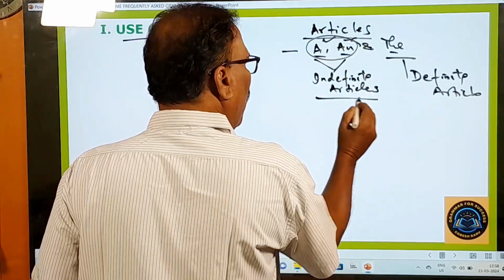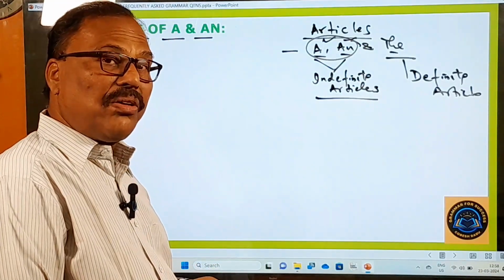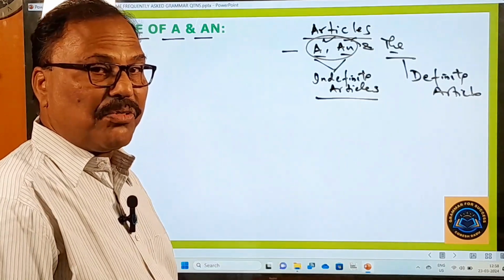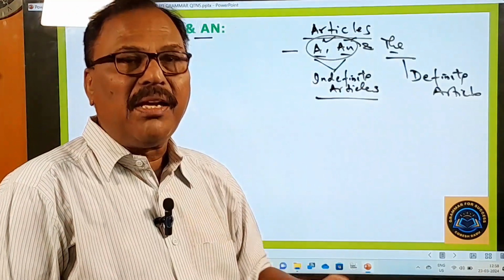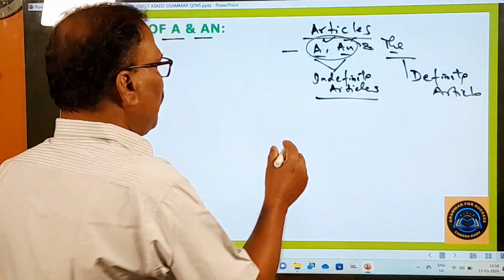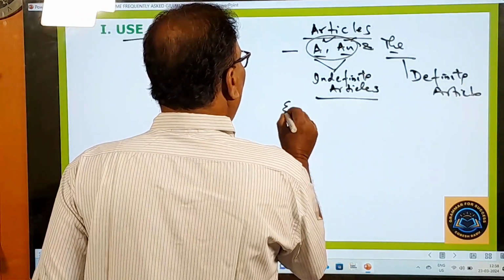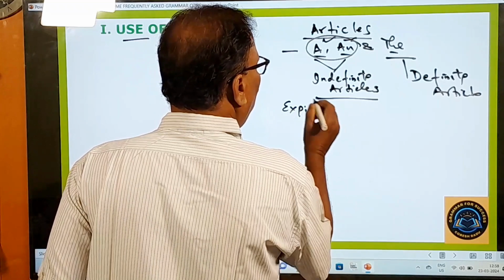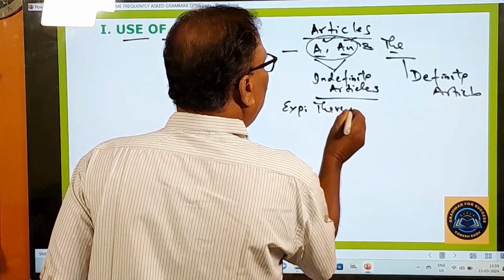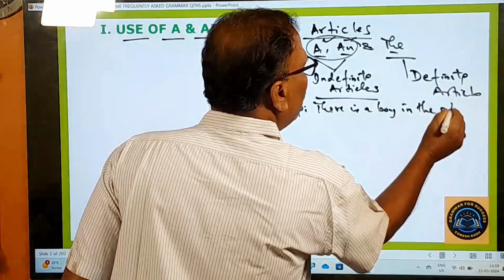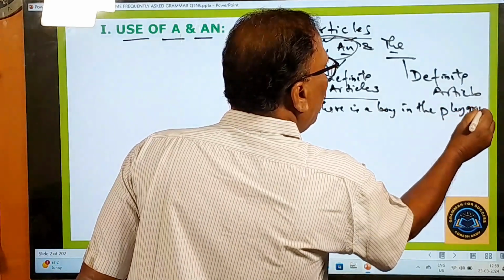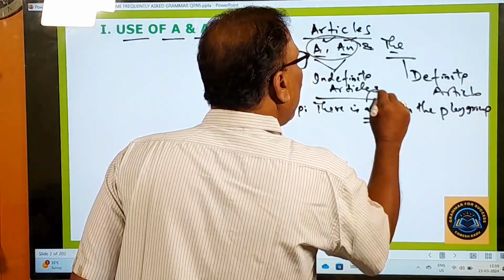A and an are called indefinite articles. Why are they called indefinite articles? Just now I told you they do not show a person or a place or a thing definitely. Let me give you one example. There is a boy in the playground. A boy in the playground.